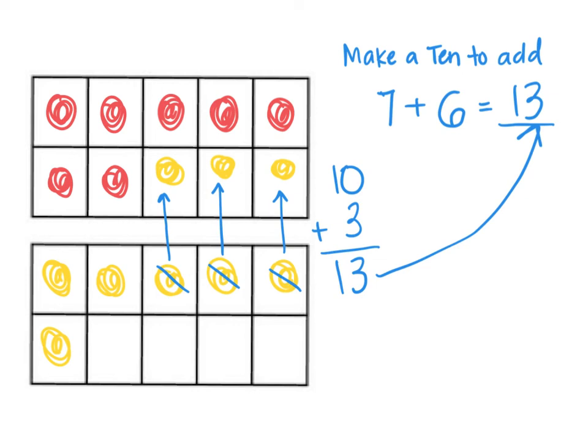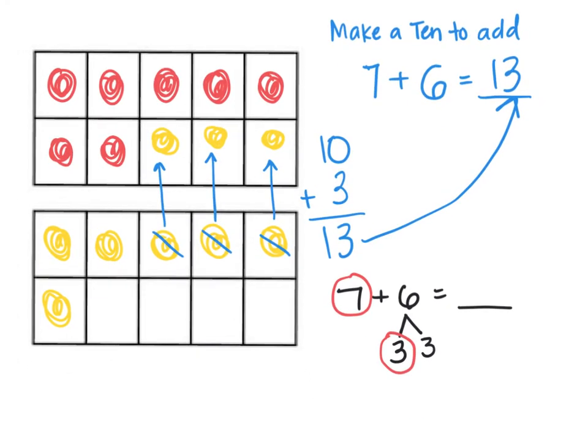Now you can solve this without showing the picture, instead by taking apart a number. So because we know 7 is closer to making a 10, we take apart the 6. We need to give 3 to the 7 to make 10. If we take away 3 from 6, we have 3 left over. Now we can add 7 plus 3, which equals 10. We bring the other 3 down, and we get the same sum, 13.